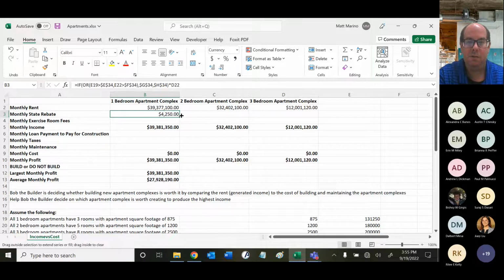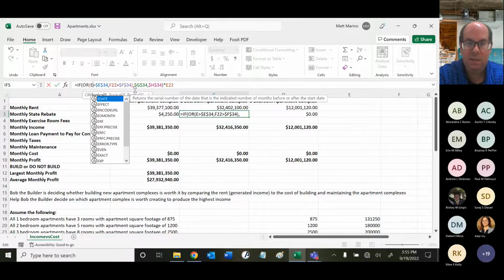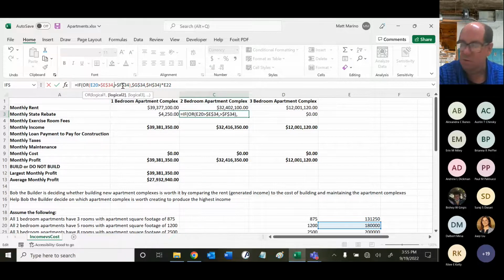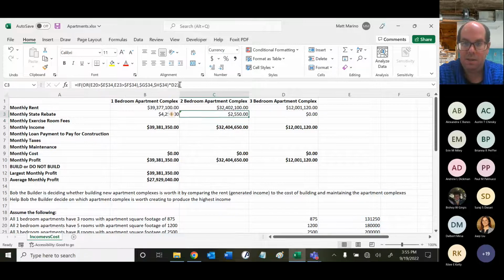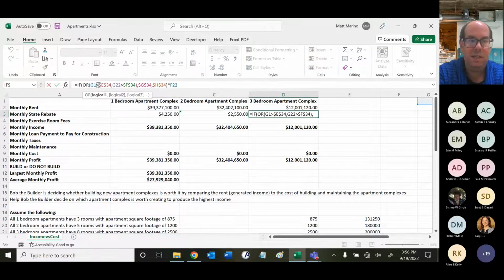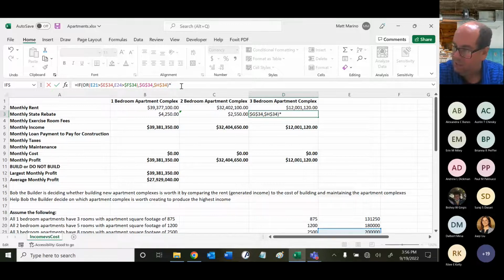And when you hit enter and autofill over, we have to change again. So F19 becomes E20. F22 becomes E23. And E22 becomes D23. And then for the last one, G19 becomes E21. G22 becomes E24. And F22 becomes D24.